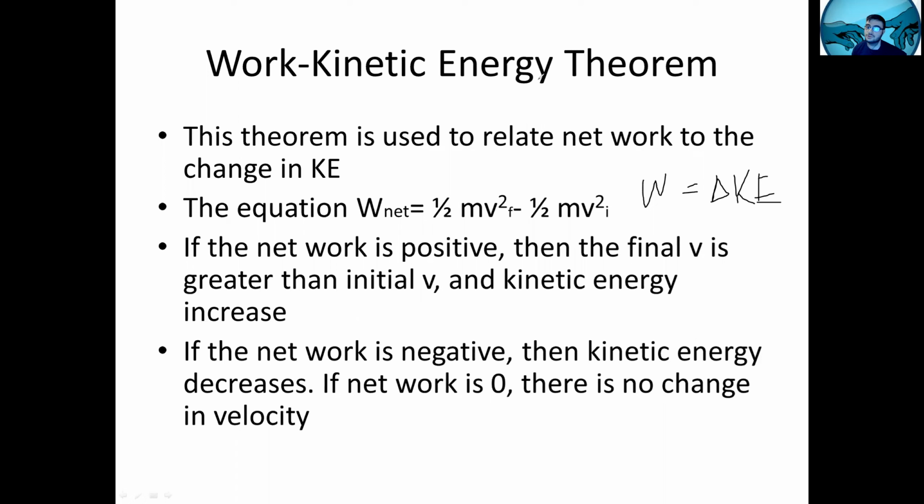That's what the net work is equal to. If the net work is positive, then the final velocity is greater than the initial velocity, and kinetic energy increases. If the net work is negative, the kinetic energy decreases. If net work is 0, there's no change in velocity, right? Because the mass of the object, assumedly from the start to finish, stays the same. 1/2 is 1/2, and then the only variable is v. Very simple. Just remember, work and kinetic energy are very closely related using the equation work equals delta KE.